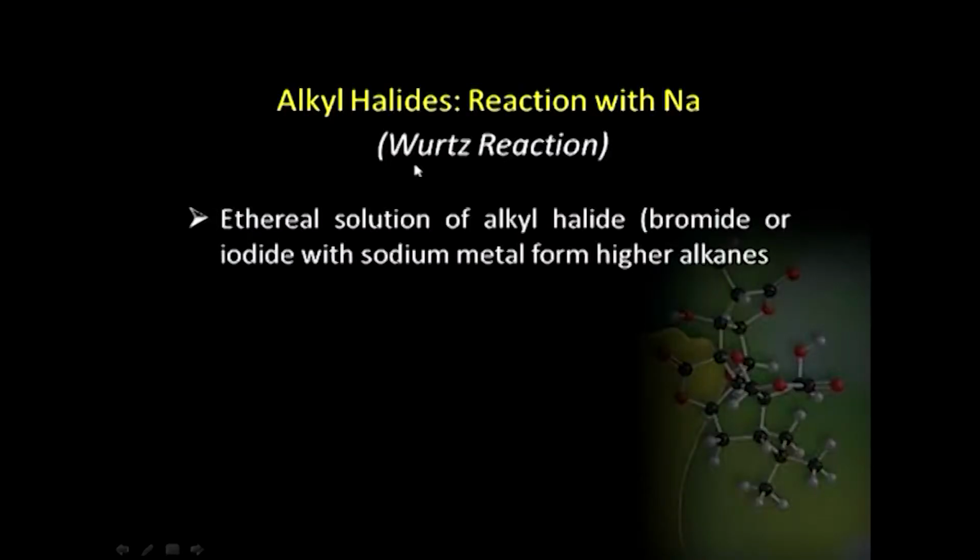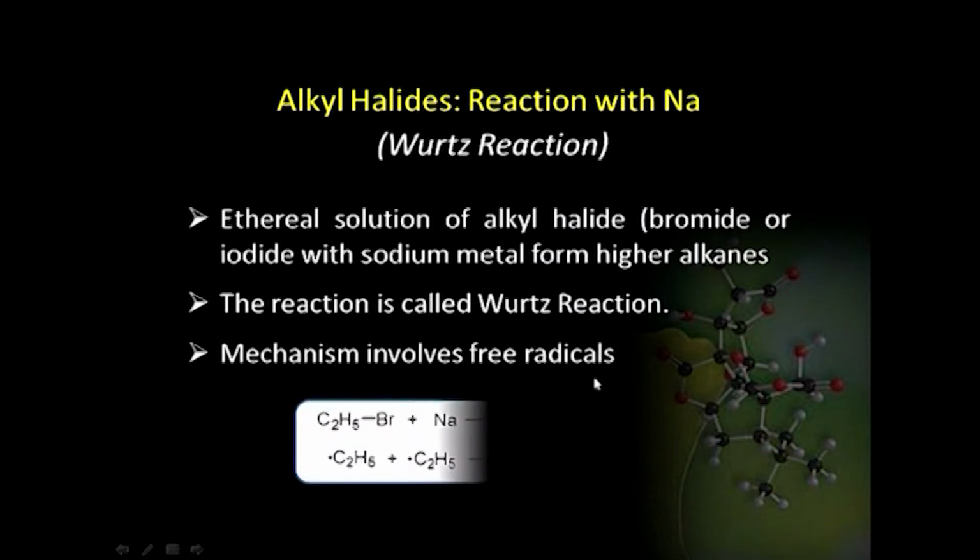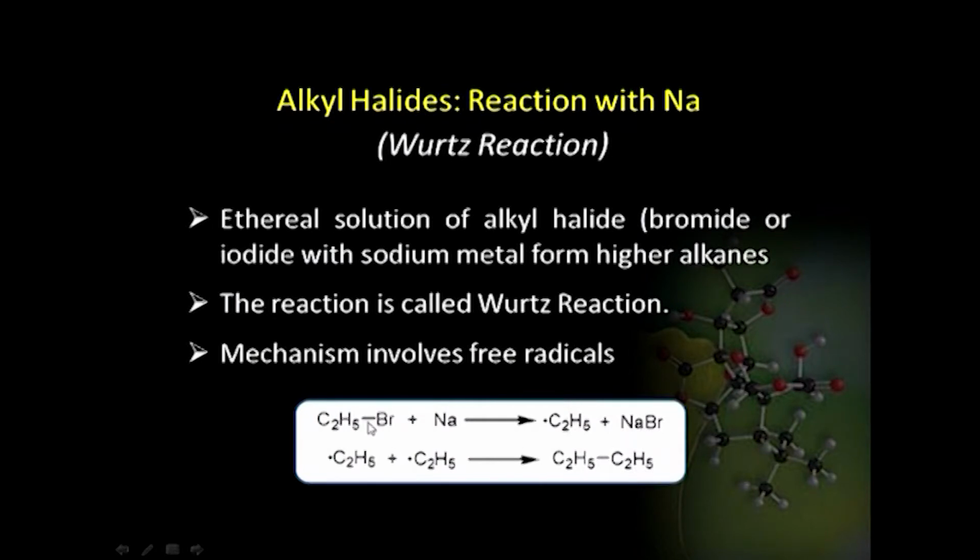Alkyl halides react with another metal, that is sodium, and this reaction is called the Wurtz reaction. An ethereal solution of alkyl halide, which could be bromide or iodide, reacts with sodium metal and produces higher alkanes. The reaction follows a free radical mechanism. So, if we take ethyl bromide reacted with sodium, we get ethyl radical. The two ethyl radicals combine to give a higher alkane.